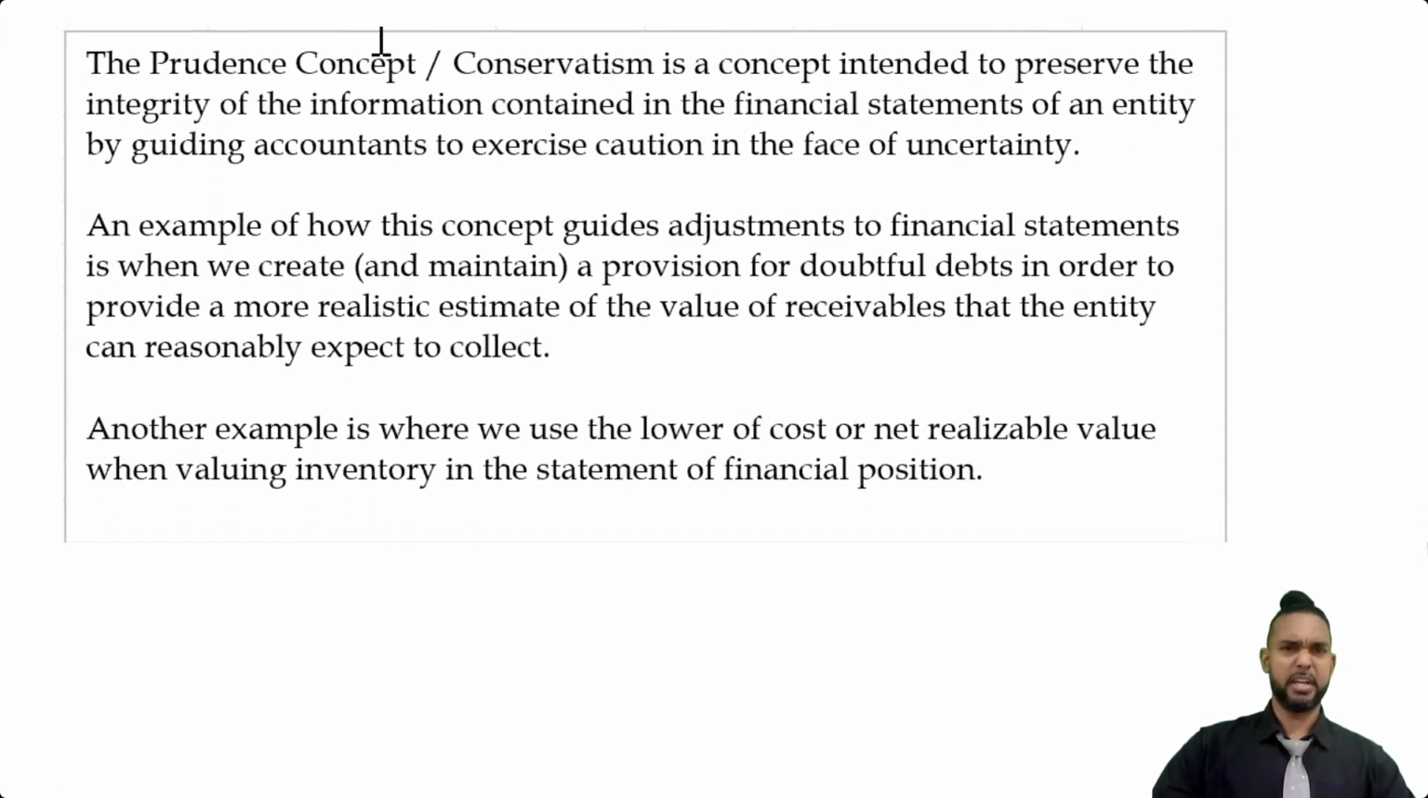And the last item, which is the one most applicable to this question because we were doing the provision for bad debt, is the prudence concept or conservatism. This is a concept intended to preserve the integrity of the information contained in the financial statements of an entity by guiding accountants to exercise caution in the face of uncertainty. What do we mean by that? As an example of how this concept guides adjustments to financial statements, we create and maintain a provision for doubtful debts in order to provide a more realistic estimate of the value of receivables that the entity can reasonably expect to collect. Another example is where we use the lower of cost or net realizable value when valuing inventory in the statement of financial position. Okay, that's about it for this question.